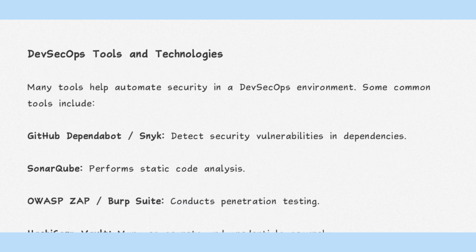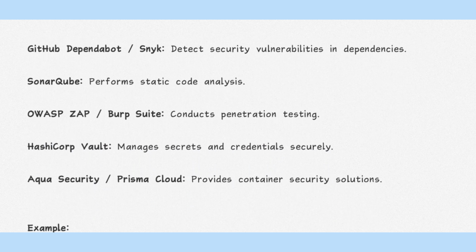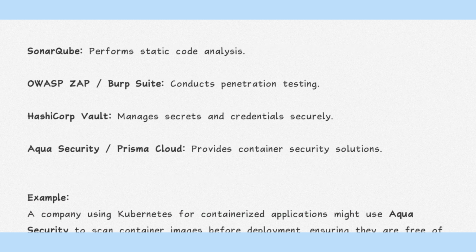DevSecOps tools and technologies. Many tools help automate security in a DevSecOps environment. Some common tools include GitHub Dependabot and Snyk, which detect security vulnerabilities in dependencies. SonarQube performs static code analysis. OWASP ZAP and Burp Suite conduct penetration testing. HashiCorp Vault manages secrets and credentials securely. Aqua Security and Prisma Cloud provide container security solutions.